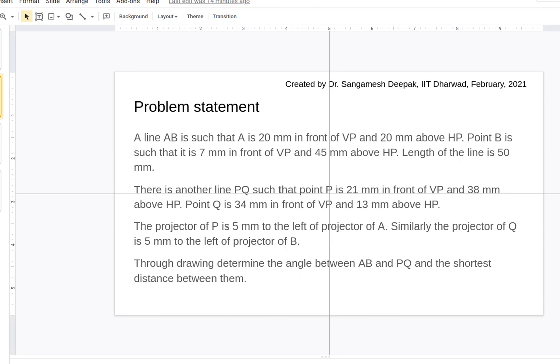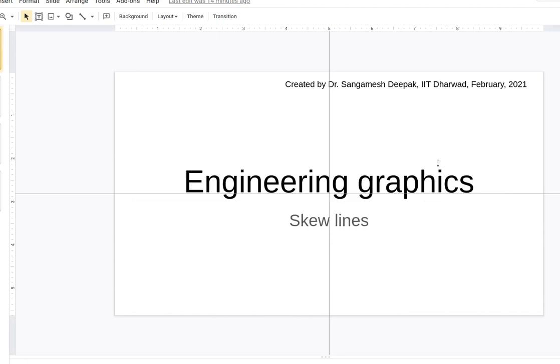Welcome to a short video on skew lines. Skew lines are two lines that neither intersect nor are parallel. Those are called skew lines. The kind of problem that we are going to solve next is this.